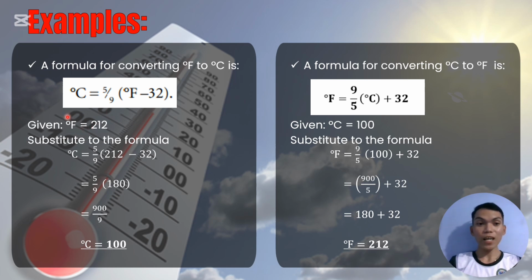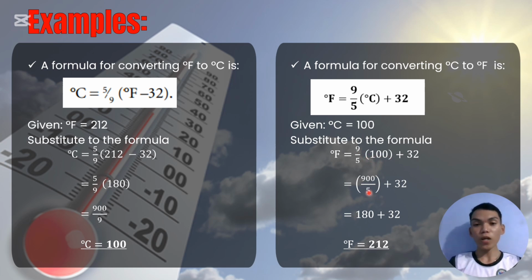Since our earlier example was finding degrees Celsius, now we're going to solve a formula for converting degrees Celsius to degrees Fahrenheit. The next thing we're going to do is to substitute in the formula. So degrees Fahrenheit is equal to 9 over 5 multiplied by 100, since the degrees Celsius is 100, plus 32.